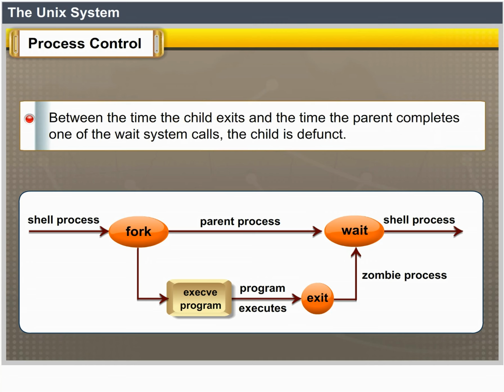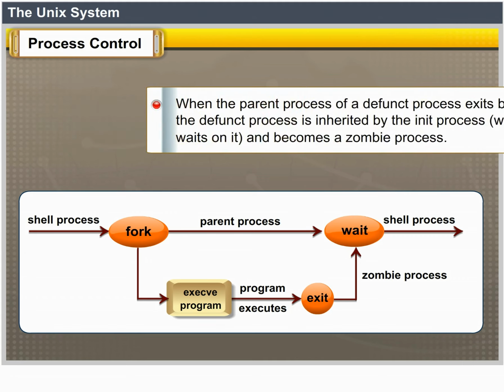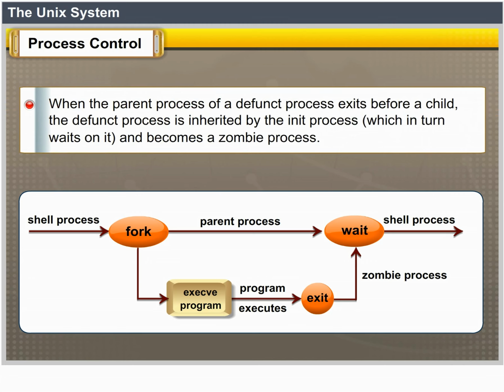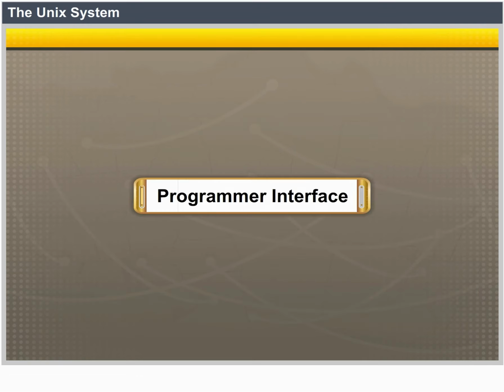Between the time the child exits and the time the parent completes one of the wait system calls, the child is defunct. A defunct process can do nothing but exists merely so that the parent can collect its status information. If the parent process of a defunct process exits before the child, the defunct process is inherited by the init process, which in turn waits on it and becomes a zombie process. A typical use of these facilities is shown in the figure below. Programmer interface.